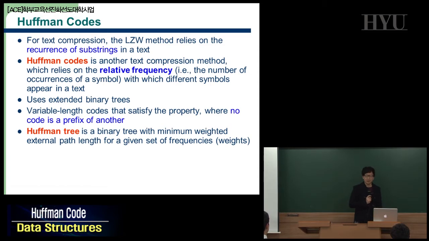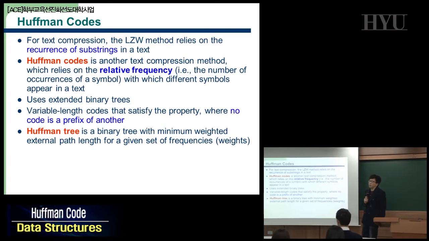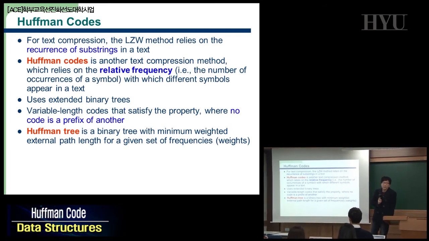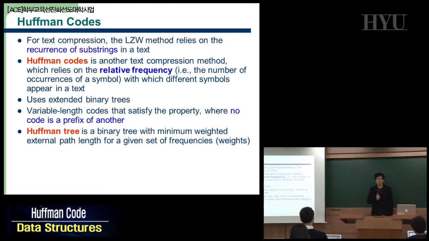So I count that. Huffman code is another compression technique, a text compression method, which relies on the relative frequencies, the number of occurrences of the symbols, ABC characters, with which different symbols appear in the text. Why do they say it's a compression? They consider how many times each appears. Compression is what?